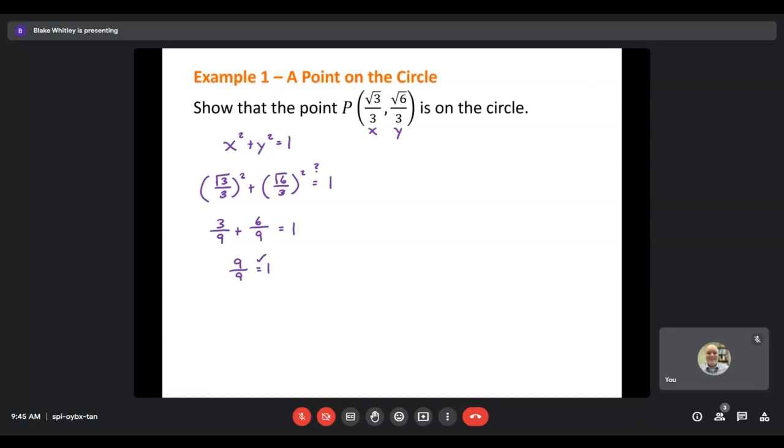In the homework, there could be questions as simple as, is this point on the unit circle? All you have to do is substitute that point into that equation and make sure it's equal to 1. If it's equal to 1, it's on the unit circle. If it's not equal to 1, then it's not on the unit circle.